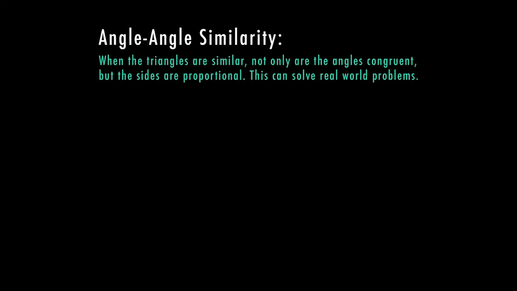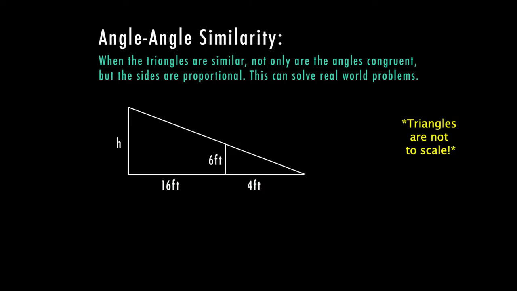But we can also use this information when the triangles are similar, not only to find missing angles or to tell if they're congruent, but that means that the sides are going to be proportional, and this can help us solve real-world problems. Now, I don't have an exact problem for you, but this picture represents a lot of problems that you might see indicating this type of a setup.